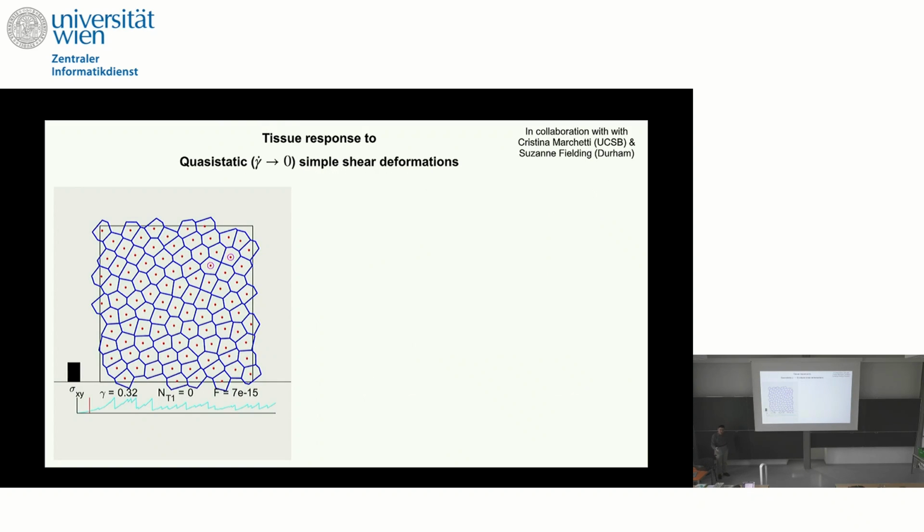Okay, so today, I want to focus first on the elasticity. What we did with the model is simply shear it. And this community, I think, is very familiar with this kind of protocol. It's essentially athermal quasi-static shear, AQS, right? So we take this model and do quasi-static shear.